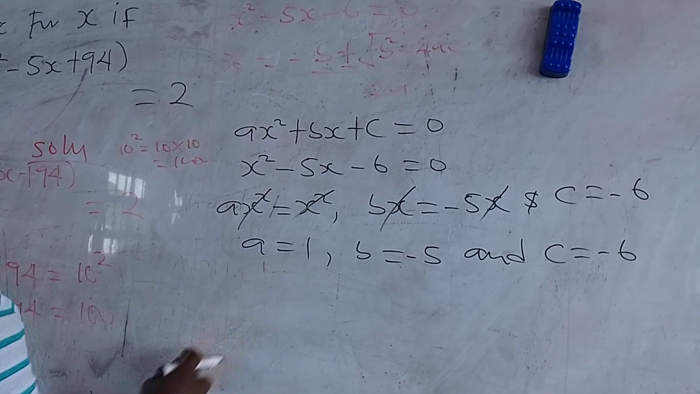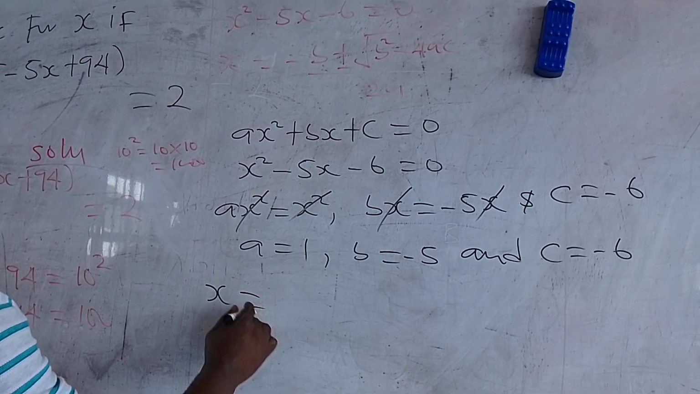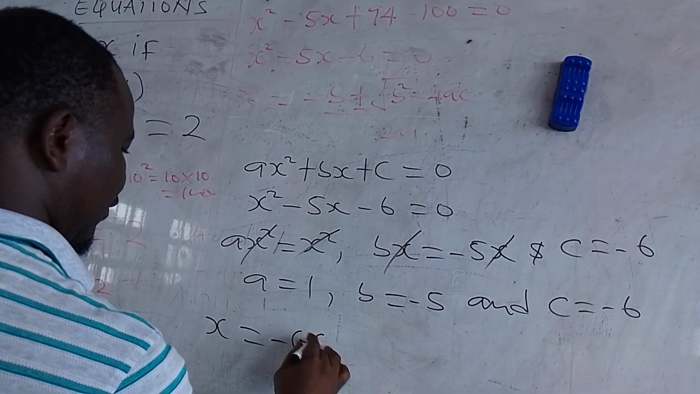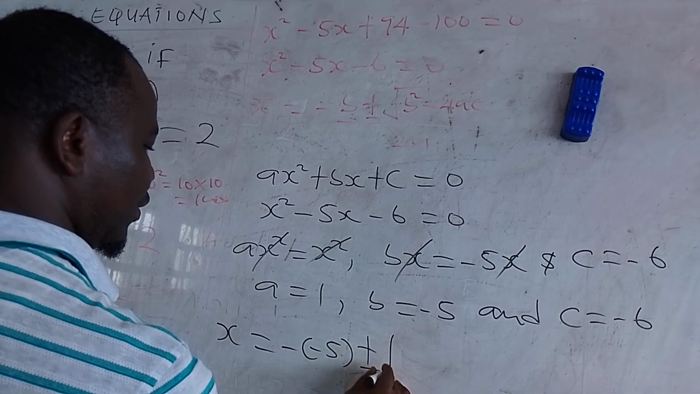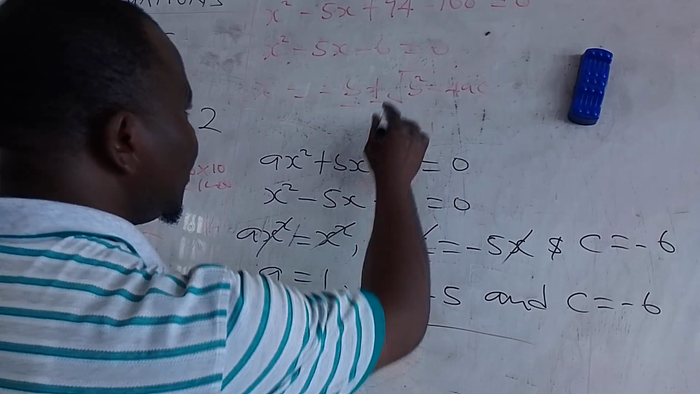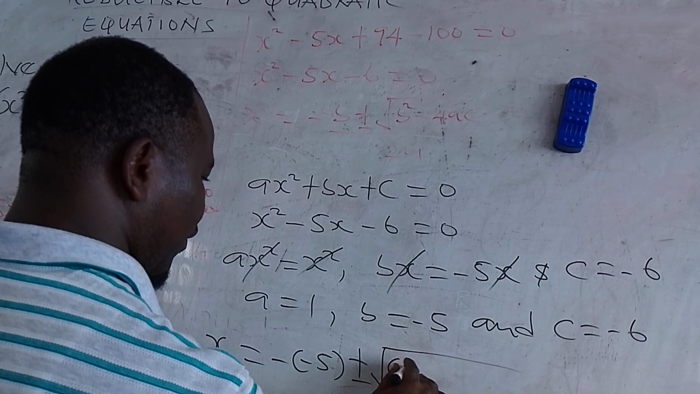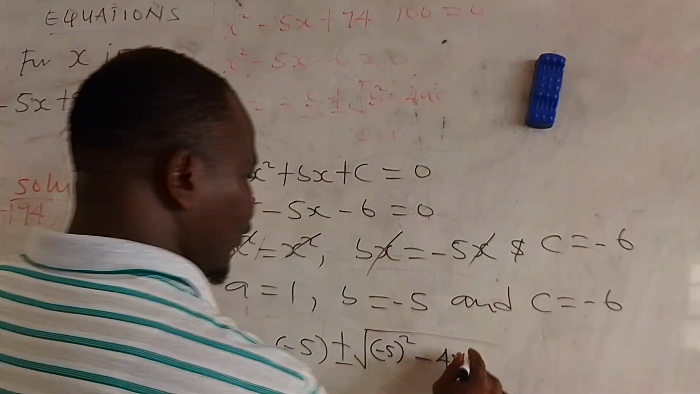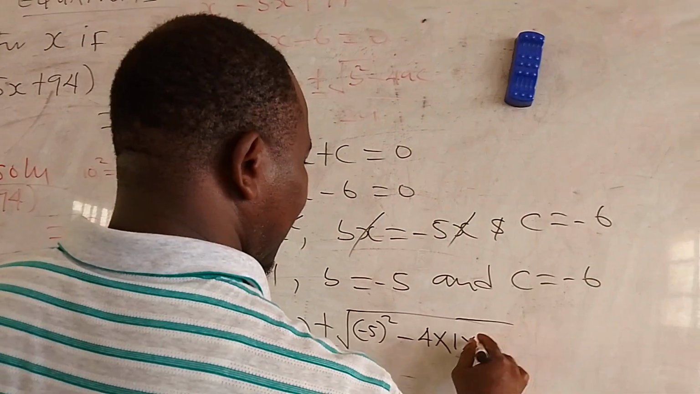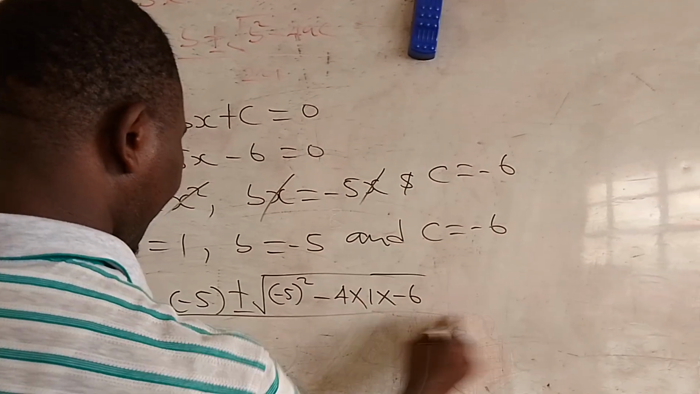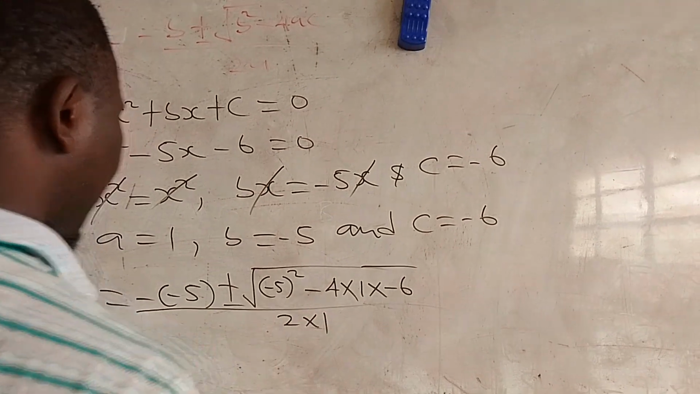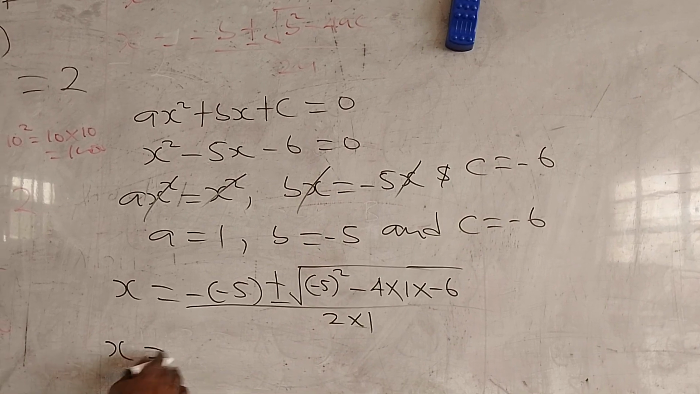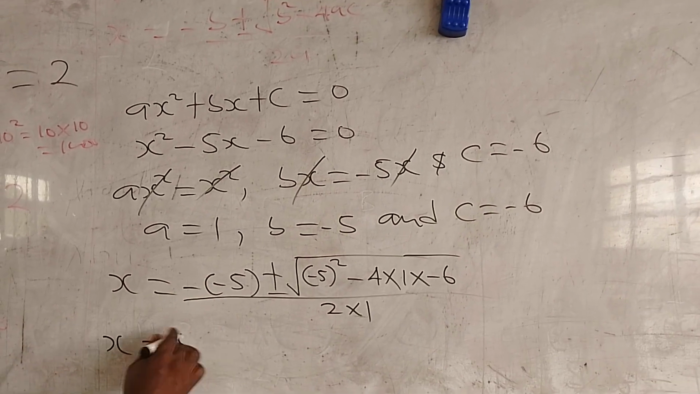So if you agree with me, our x is equal to, what is your b? Minus b, which is minus 5, plus or minus the square root of b squared, where b is minus 5, all squared, minus 4 times a, which is 1, then c is minus 6, all over 2 times 1. Are you following? So our x is equal to minus times minus, plus 5.